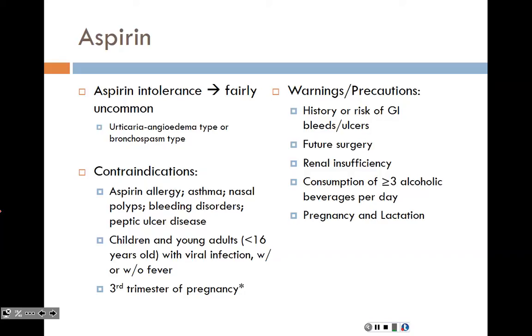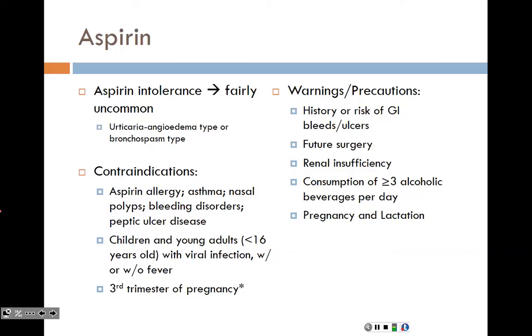Okay, other things to be aware of with aspirin. If you haven't guessed already, I don't use aspirin for pain very often. I hardly ever recommend it for pain. And I would suggest you probably didn't either, because there's a lot of risks associated with high doses of aspirin. Most people don't have an issue with not tolerating aspirin therapy. However, you never know when you might come across someone who does have an intolerance.